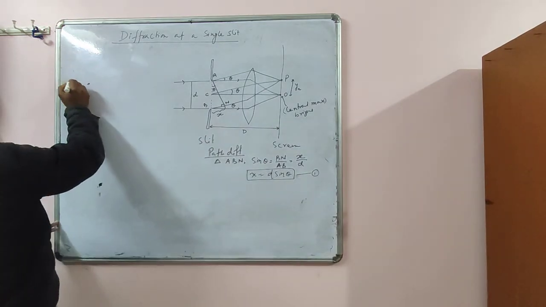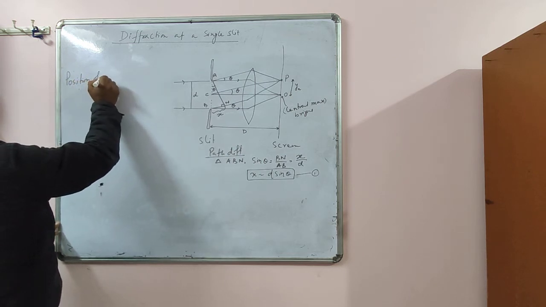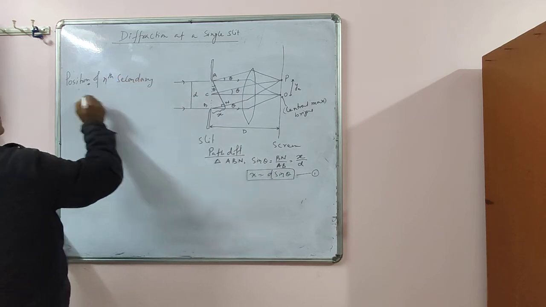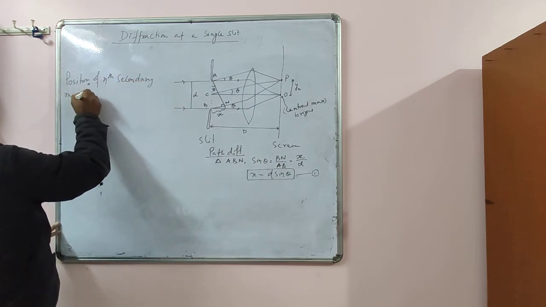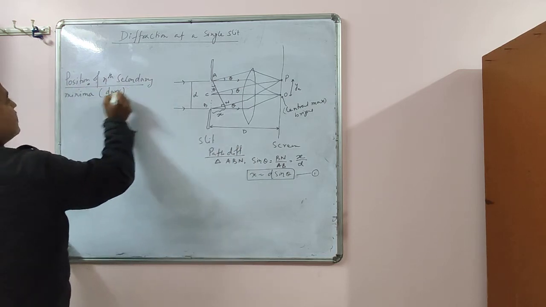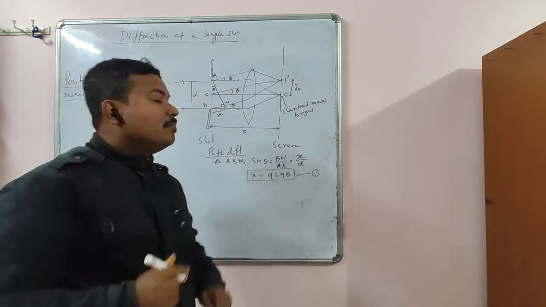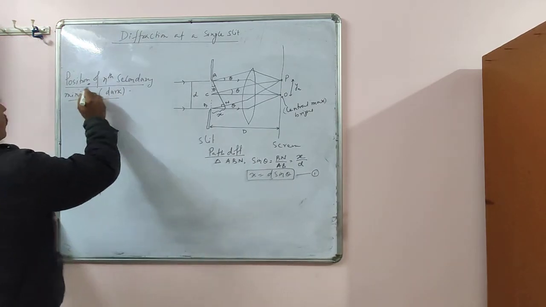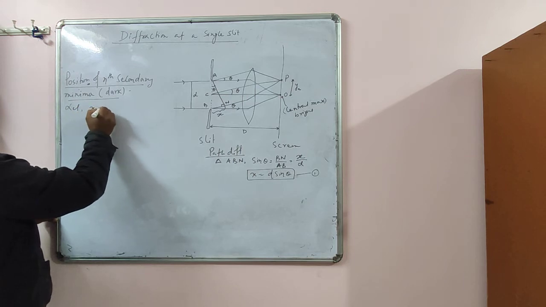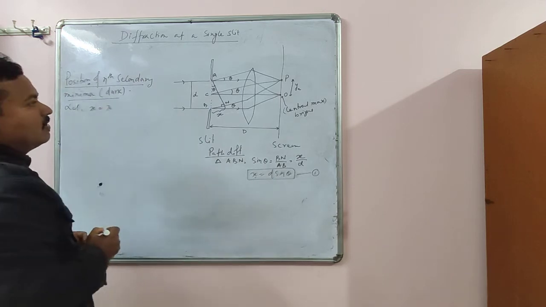So the position of the nth secondary minimum, that is dark. In case of diffraction, dark fringes are called secondary minima and bright fringes are called secondary maxima. Now here for the nth secondary minima, let x be equal to lambda. I am considering the path difference equal to lambda. Now if the path difference is lambda, then what happens?